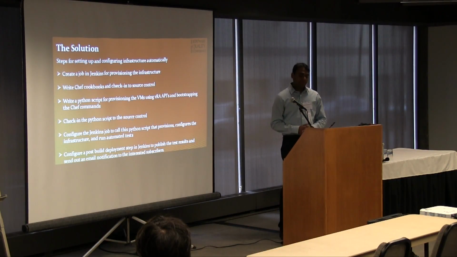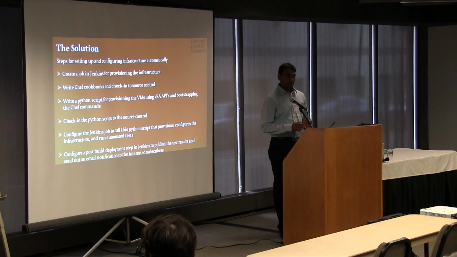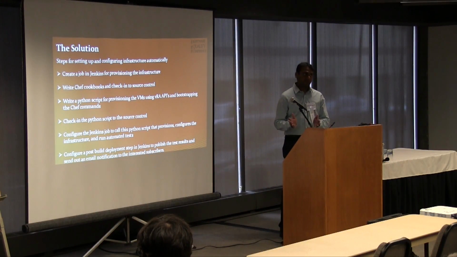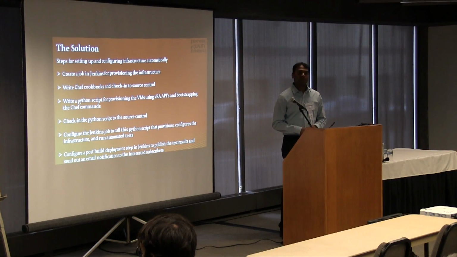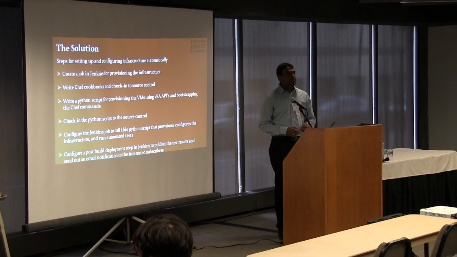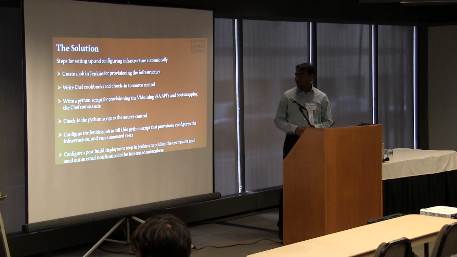The steps for setting this up, as part of continuous integration, are as follows. You create a job in Jenkins for creating the infrastructure. Then you write the Chef cookbooks. Since we are using Chef, the configuration files are managed as part of the cookbooks, and then you check them into source control. Then you write a Python script for provisioning the VMs using the VRA APIs and bootstrapping the Chef commands, bringing the infrastructure to some desired state.